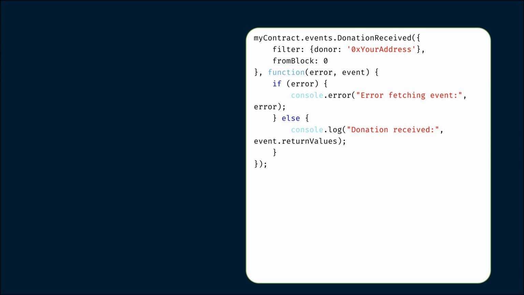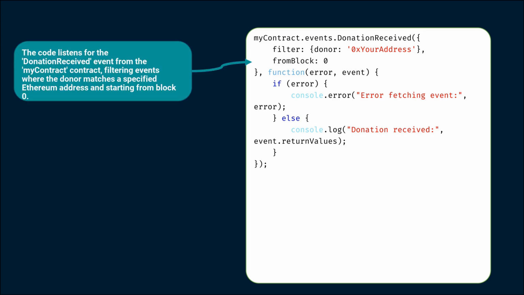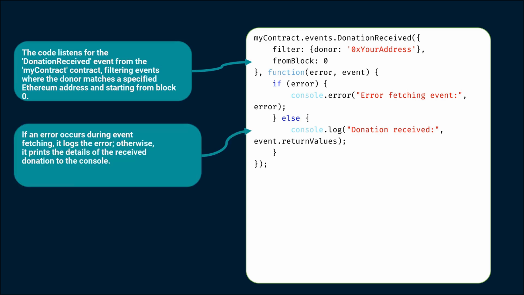Now let's see how we can implement an event listener for our DonationReceived event in Web3.js. This line of code calls the events method on our smart contract instance, specifically targeting the DonationReceived event. To ensure we only retrieve relevant events, we add a filter for a specific donor's address, which allows us to track donations made by that particular user. By setting the fromBlock property to 0, we indicate that we want to start listening from the Genesis block, meaning we won't miss any donations.